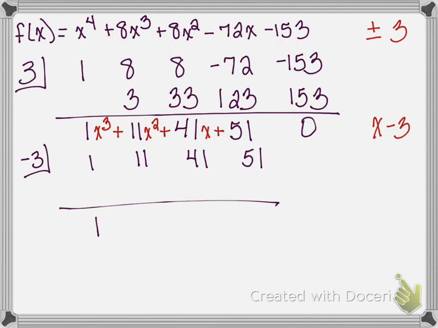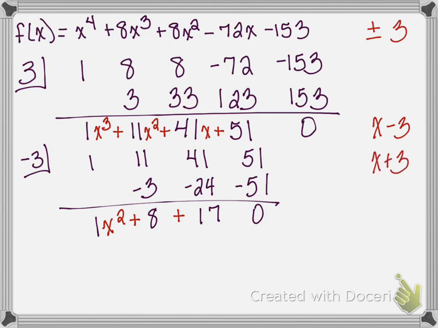Okay, so I'm bringing the 1 down. Negative 3 times 1 is negative 3. 11 and negative 3 is 8. Negative 3 times 8 is negative 24. 41 and negative 24 is positive 17. Negative 3 and positive 17 is negative 51. Okay, so this leaves me with 1x squared plus 8x plus 17. Can that be factored? Can't be. Okay? So if negative 3 is a solution, x plus 3 is a factor.